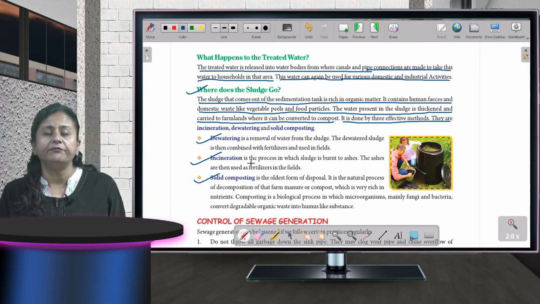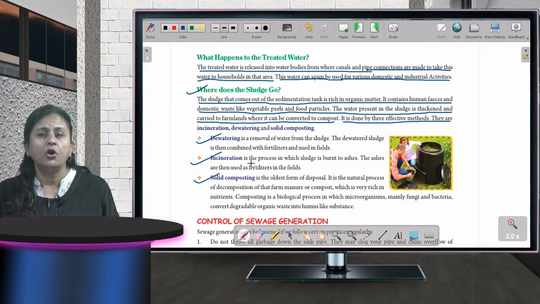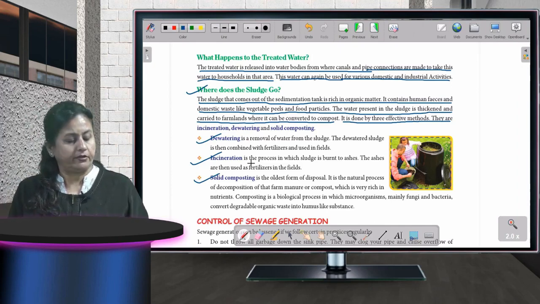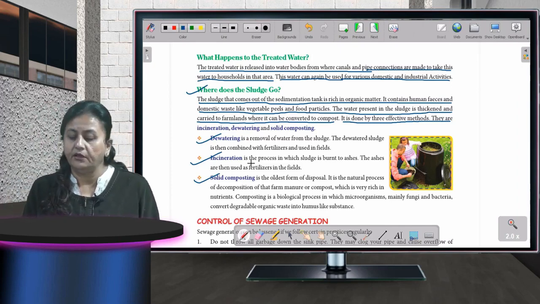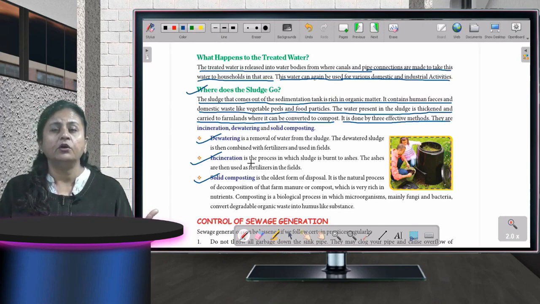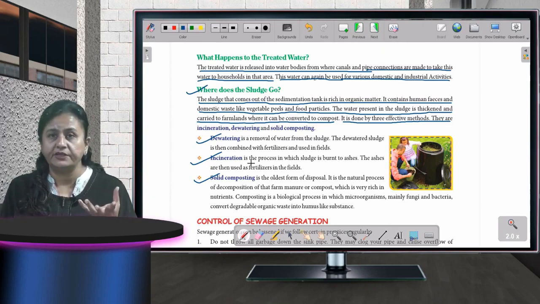See children, in the first treatment, if you remember, all the solid particles which are not dissolved in the water are left behind. What all is there? We get a sludge. What is there in the sludge? Human feces are there.